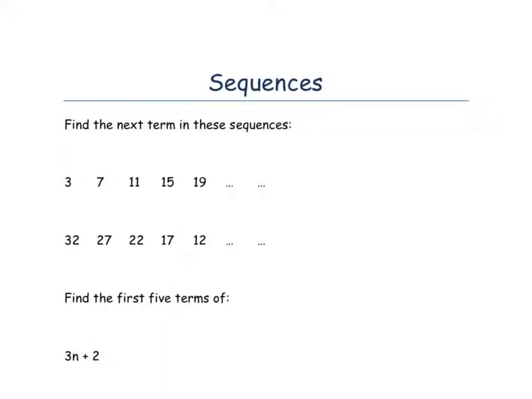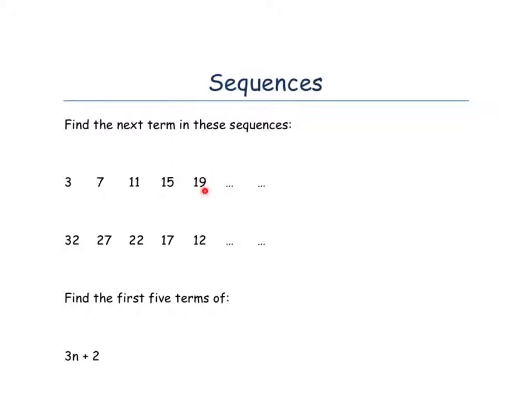Sequences. Well, a sequence is a pattern in either numbers or letters. Most of the time in maths, we're going to be looking at patterns in numbers, a sequence of numbers. Another key word we're going to look at is the word term. Each number in the sequence is called a term. So if we look at the first sequence we've got here, this number here is what we call the first term, second term, third term, fourth term, fifth term.